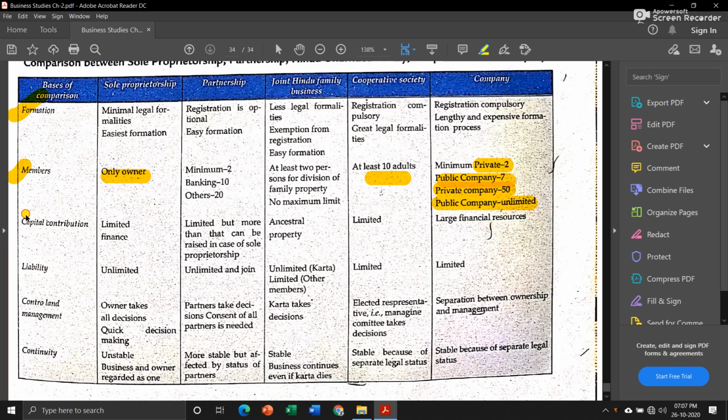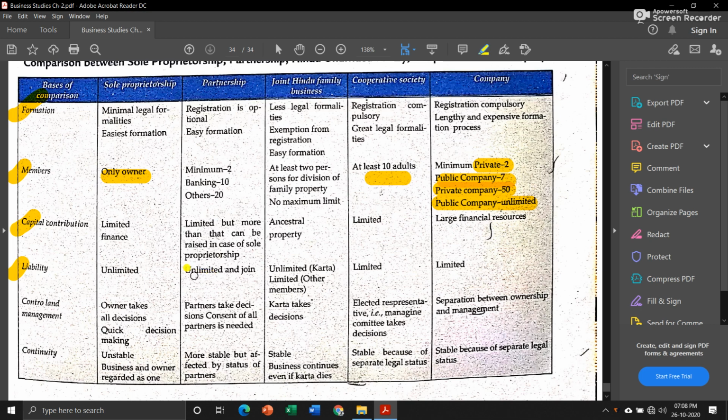Then in case of capital, limited finance is sufficient in sole proprietorship. In partnership, it is limited, but more than that can be raised in sole proprietorship. Then in joint Hindu family, we know that it is ancestral property that they use for their business. Then cooperative society, capital contribution is limited because it is formed by the weaker section of the people. Then large financial resources: we know that in company they can raise capital from the general public, so it has large financial resources.